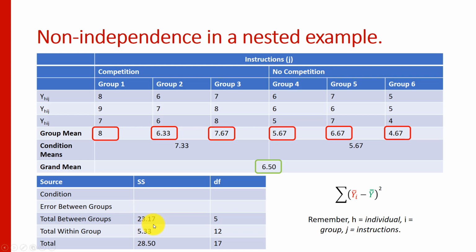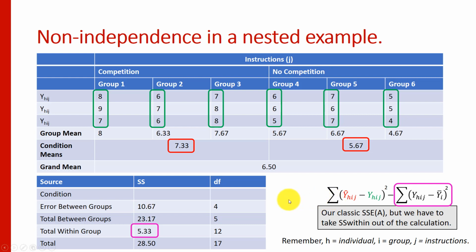We could also get this by subtracting our within group variation of 5.33 from our total, and that would leave us in the same place. But just doing that subtraction doesn't really tell you exactly what we're calculating. What we're trying to calculate here is how much the groups vary around the grand mean. How different are these groups from each other? We have 23.17 as our total between group variation, and we have 5 degrees of freedom here because we have 6 independent observations minus the 1 parameter for the grand mean.